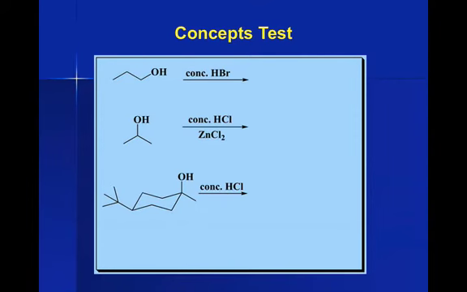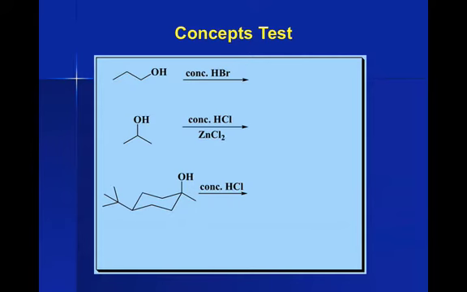How about that first one? What are we going to make? We're going to convert an alcohol into what? A bromide. That's the functional group transformation, right? We're going to convert an alcohol into an alkyl bromide. I know we're going to get a bromide because I'm dealing with HBr.